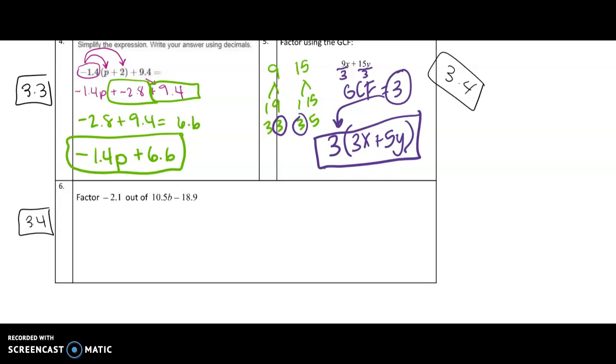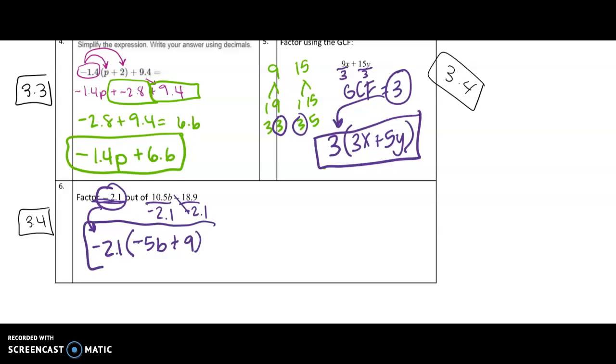For number 6, it's very similar. The only difference is they are telling you what to divide by. They are telling us to divide by negative 2.1. So 10.5 divided by negative 2.1 gives us negative 5b, because a positive divided by a negative gives us a negative. A negative divided by a negative gives us a positive. And then 18.9 divided by negative 2.1 gives us 9. I put that in parentheses, and the thing that I divided by goes on the outside. So this is my answer.